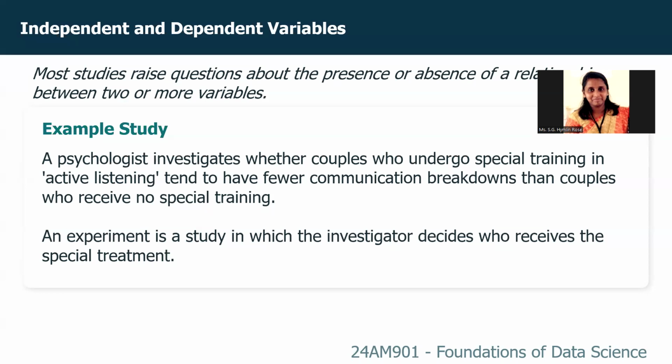So, one study example. A psychologist investigates whether couples who undergo special training in active listening tend to have fewer communication breakdowns than couples who receive no training. The independent variable is whether or not the couple receives active listening training. The dependent variable is the number of communication breakdowns observed for each couple. In this study, we can investigate.